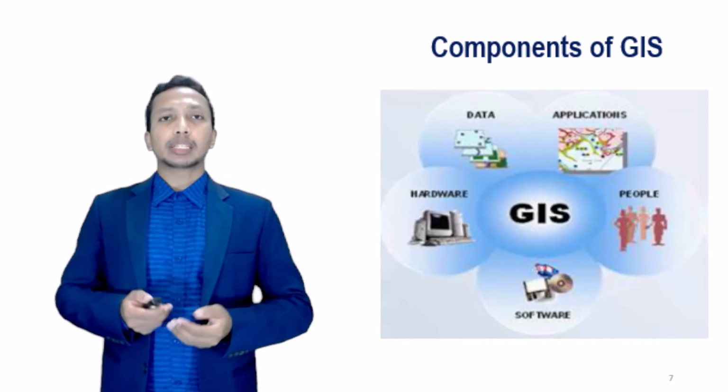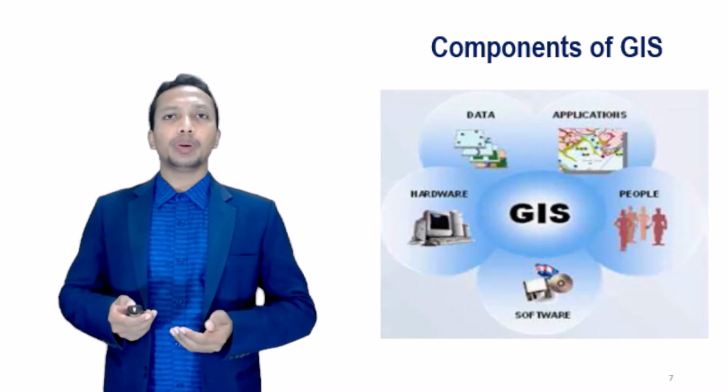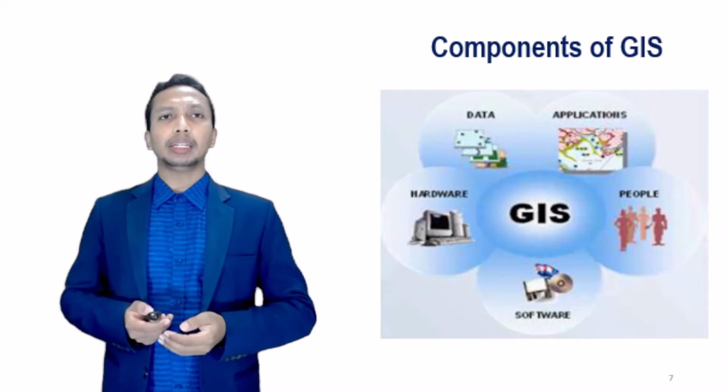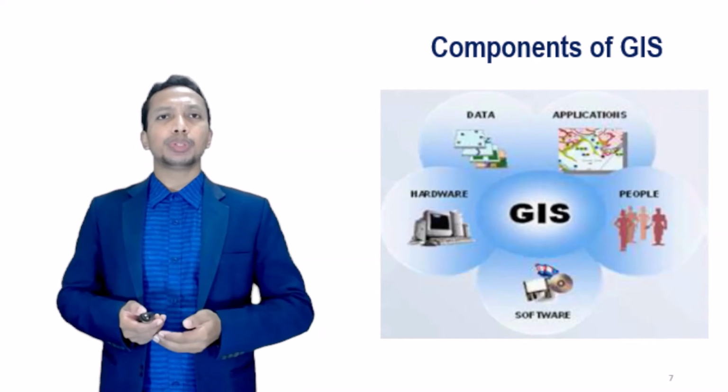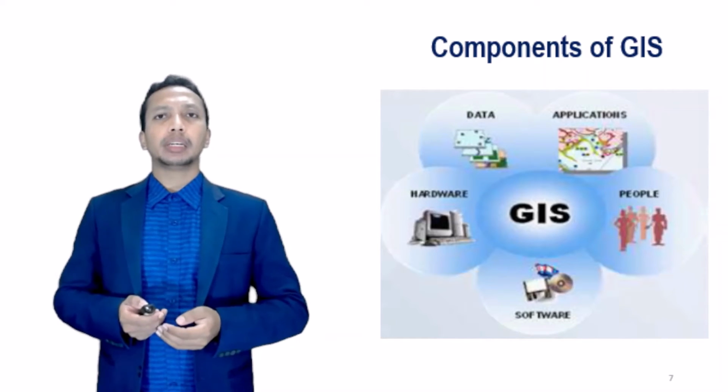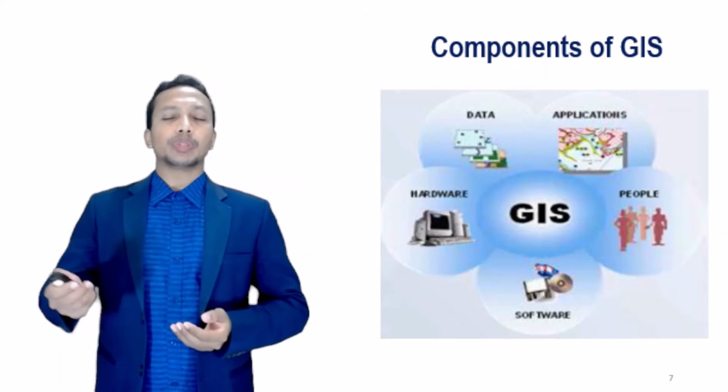Methods. A successful GIS operates according to a well-designed implementation plan and business rules, which are the models and operating practices unique to each organization.